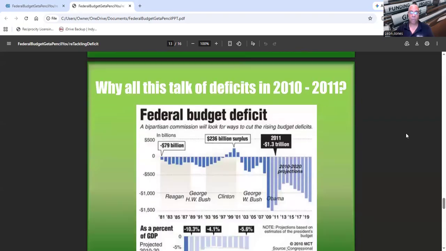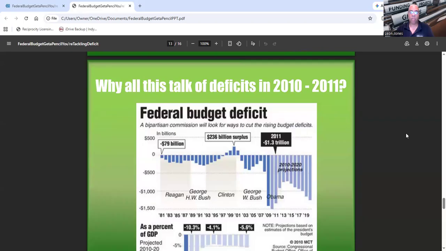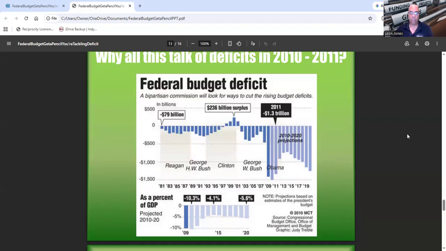Now, why all this talk of deficits? This was back in 2010 and 2011. Well, here's the chart. It tells you what the debt is. It tells you who had the most debt. And if you look at who had the most debt, you're under Clinton, believe it or not. Clinton actually had a surplus. And his was in the billions.